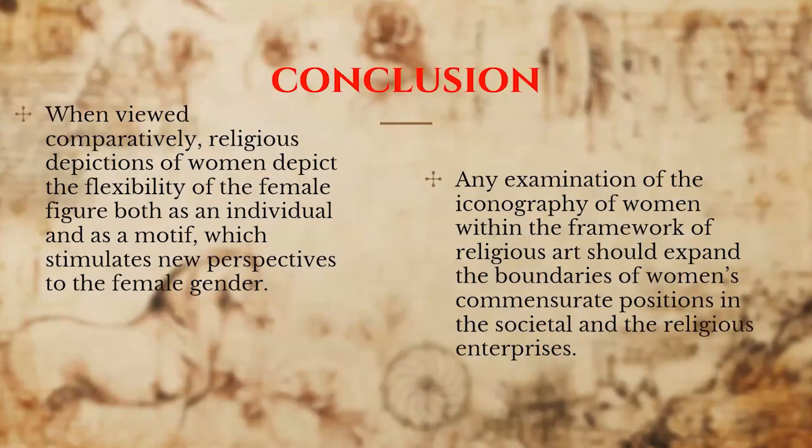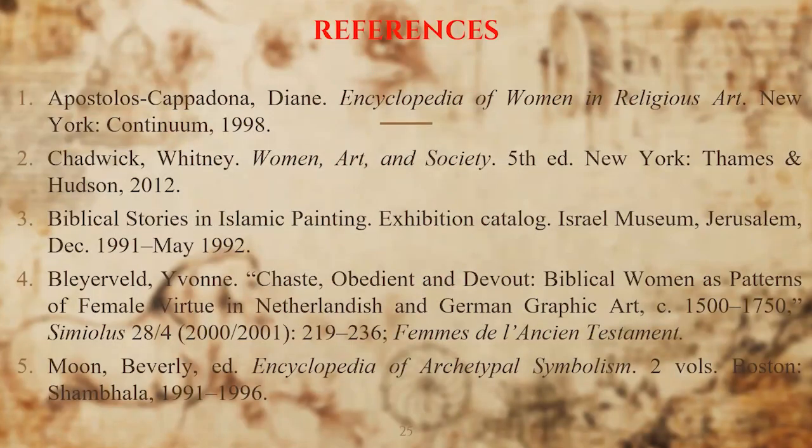So in conclusion, what I can say is that when viewed comparatively, religious depictions of women depict a flexibility of the female figure, both as an individual and as a motive, which stimulates new perspectives into the female gender. And any examination of the iconography of women within the framework of religious art should expand the boundaries of women's position in the societal and religious enterprises. So these are the few of the references that I have taken from my study. Thank you.